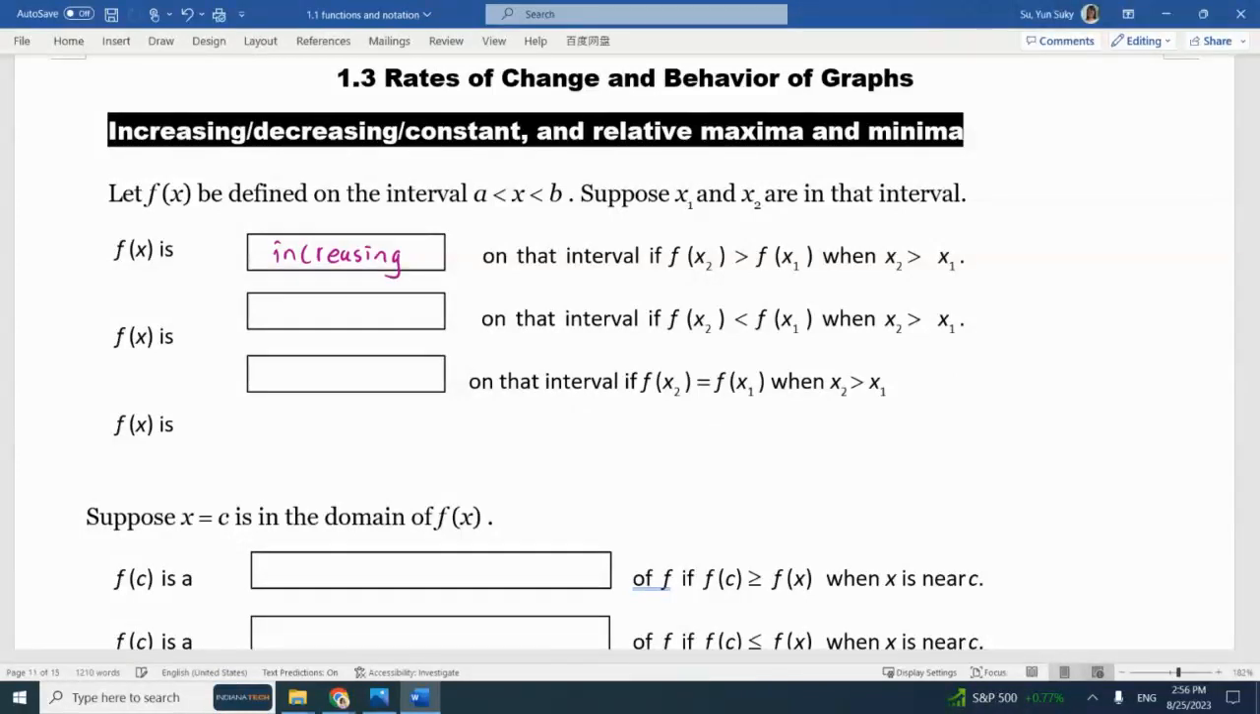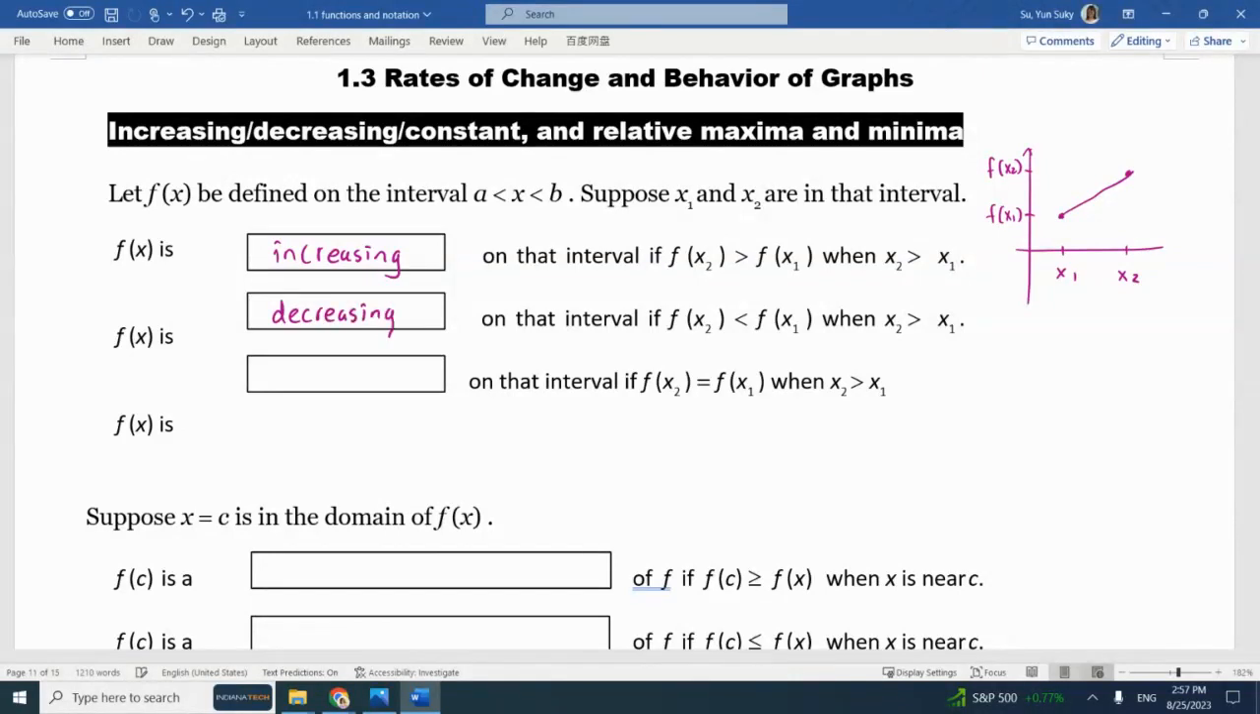Increasing on that interval if, look at this picture. So x1 is smaller than x2. And your y value, let's say here, this is f of x1 and this is f of x2. So your f of x2 is greater than f of x1. Do you see the y value is increasing? So this is the increasing function. Okay, so you look at your x from the smaller to the bigger number, and then you look at your y increases, then this is the increasing function. Is that okay?